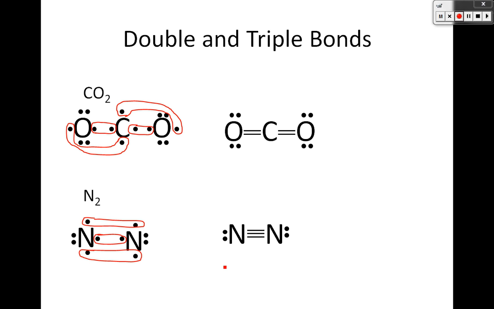What's really important, and I've seen students mess this up before, a triple bond is not just 3 bonds. It's 3 bonds between the same 2 atoms. A double bond is not just 2 bonds. It's 2 bonds between the same 2 atoms. So in the case of carbon dioxide, we actually have 2 double bonds. This is 1 double bond. This is the second double bond. So just kind of keep that in mind, that it's not just 2 bonds, it's 2 bonds between the same 2 atoms.